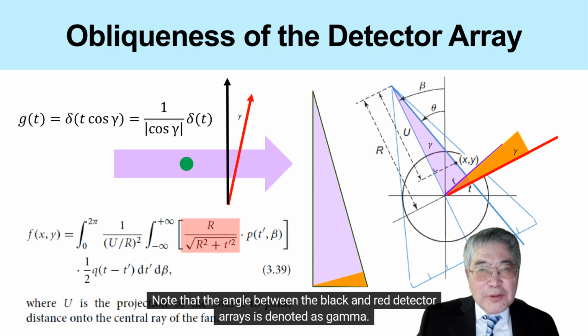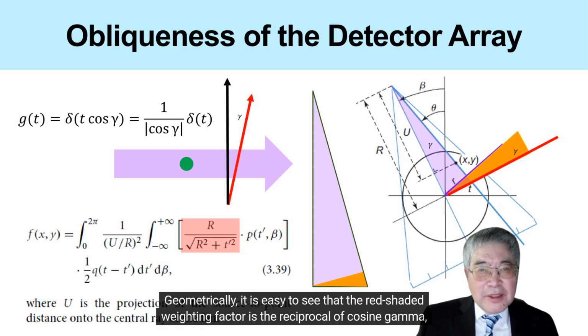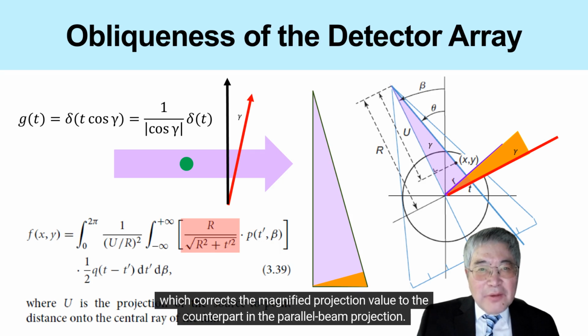Note that the angle between the black and red detector arrays is denoted as gamma. Geometrically, it is easy to see that the red-shaded weighting factor is the reciprocal of cosine gamma, which corrects the magnified projection value to the counterpart in the parallel beam projection.